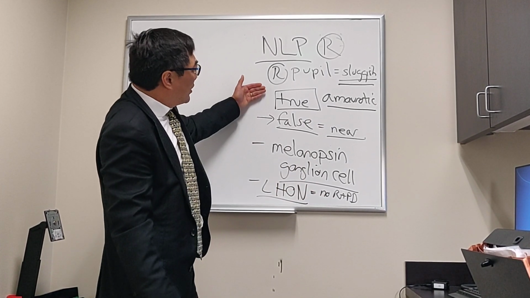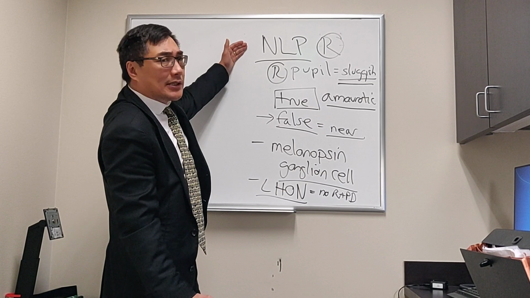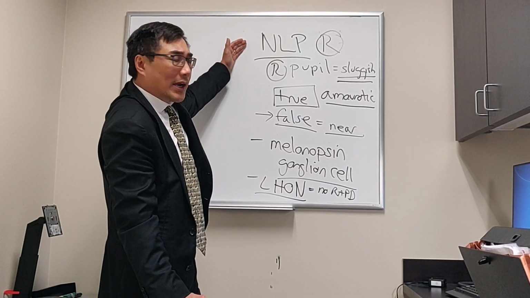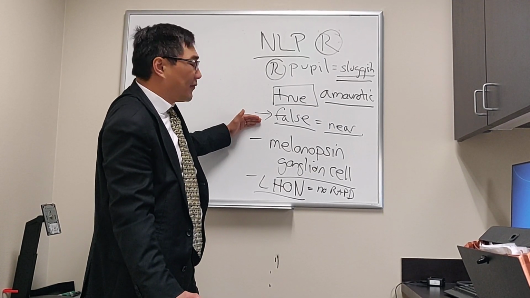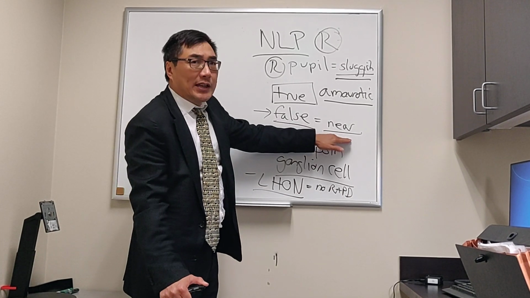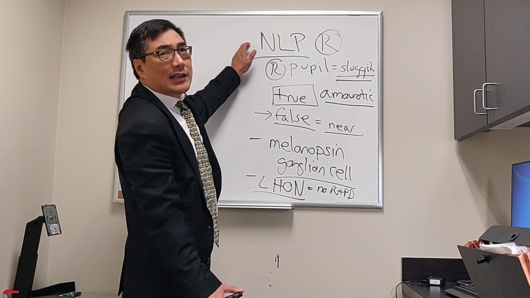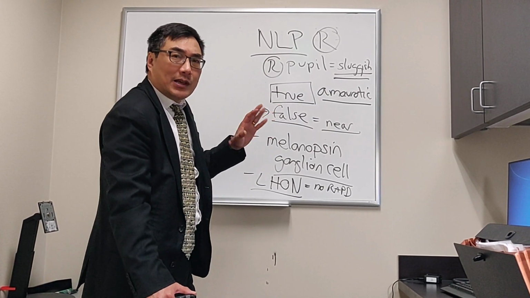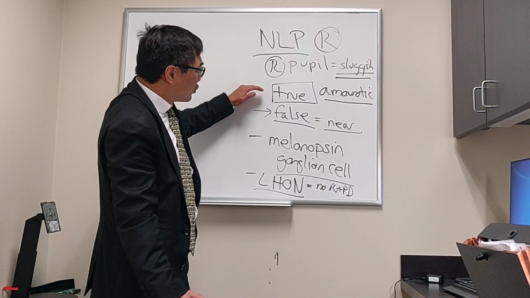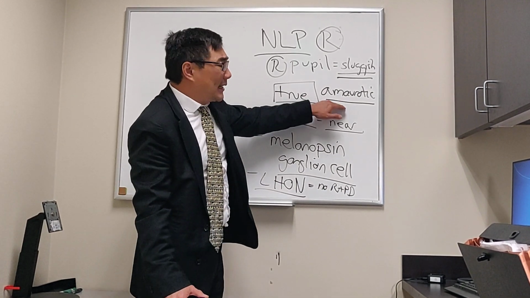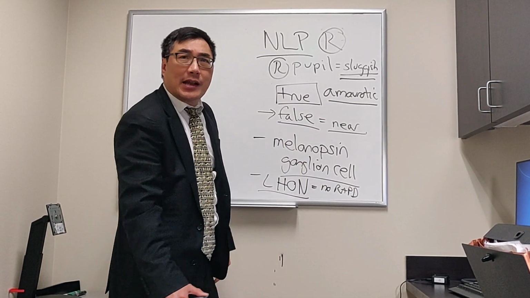And so when you're confronted with a sluggish reactive pupil in the setting of no light perception vision in one eye only, that could be a true finding or a false finding. The most common false finding cause is that they're reacting to near. The second cause is they're not really no light perception, they actually see light perception or hand motion. But if it's a true finding and it's not an amaurotic pupil, think about the melanopsin ganglion cell.